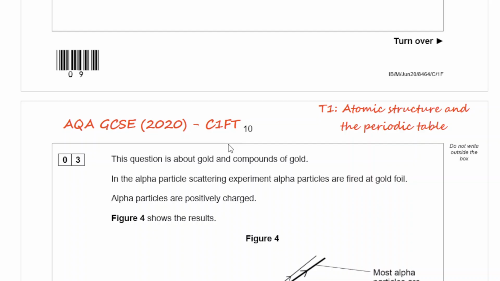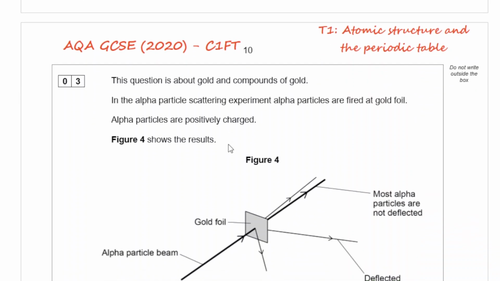Let's have a look at question number 3, which is on the topic of atomic structure and the periodic table. This question is about gold and the compounds of gold. In the alpha particle scattering experiment, alpha particles are fired at gold foil. Now, the alpha particle scattering experiment is also tested in the physics paper. It's a crossover topic, right?